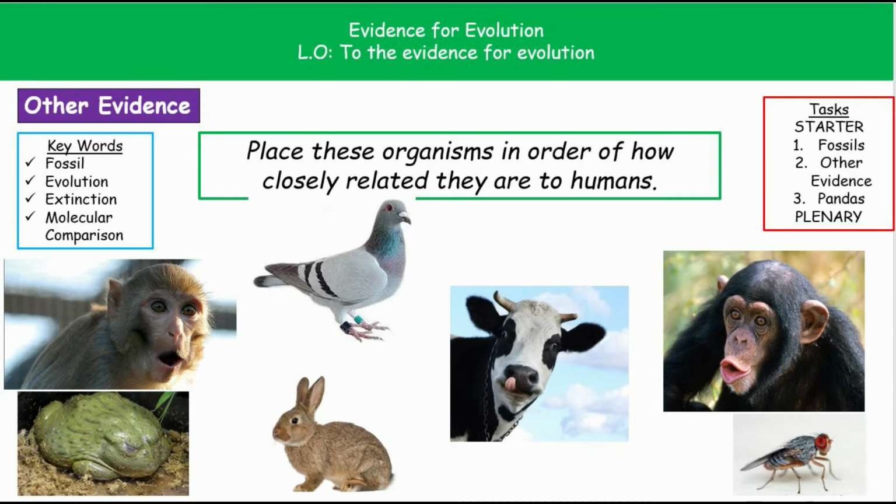Just so we know, then the animals are the chimpanzee, the rhesus monkey, a rabbit, a cow, a pigeon, a bullfrog, and a fruit fly. Off you go.